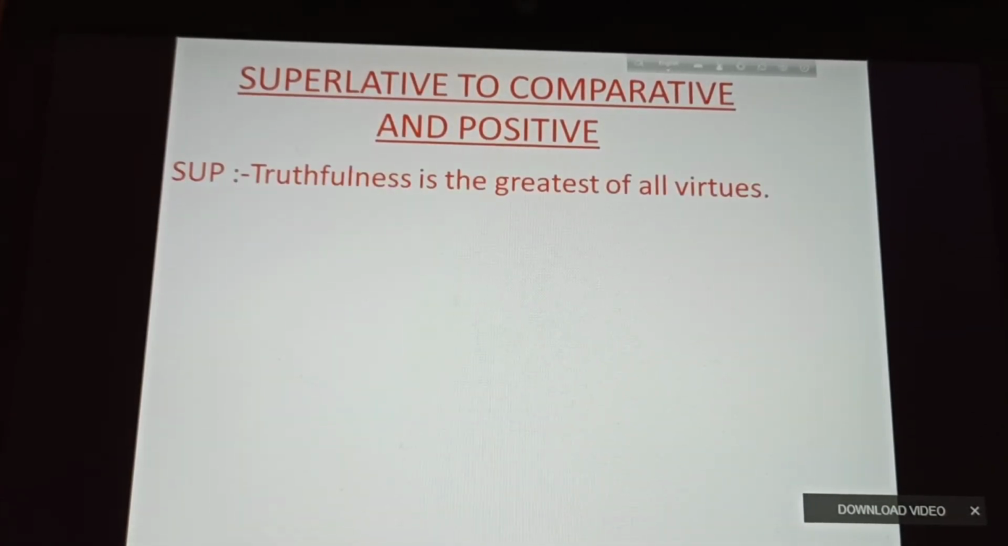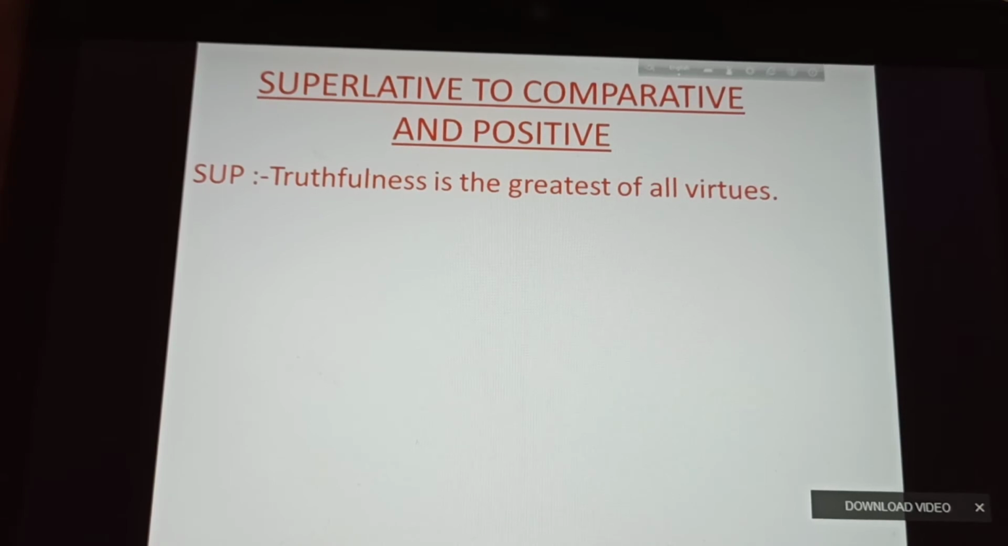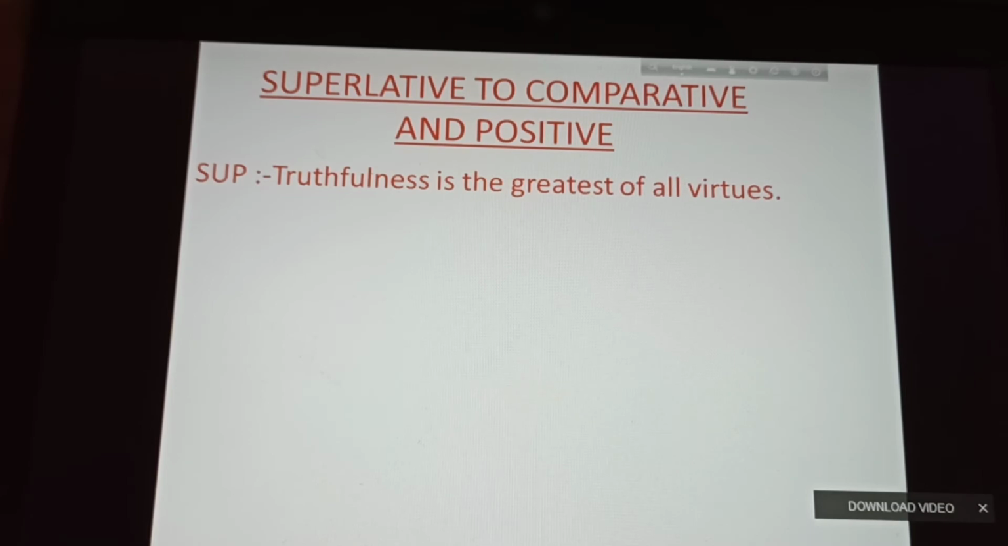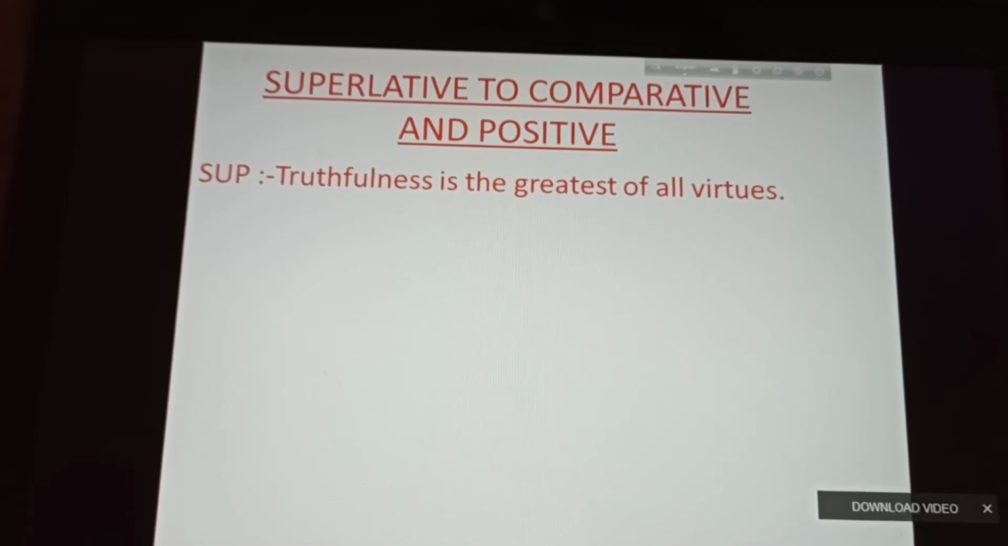I hope you will learn something from this session. Please watch this on the screen. Truthfulness is the greatest of all virtues. So you can see here of all in the sentence. So what would be the comparative form of this sentence? You will have to bring subject and verb here. Truthfulness is. Then you will have to bring the comparative form of this greatest. The comparative form of greatest is greater. Truthfulness is greater than all other virtues.